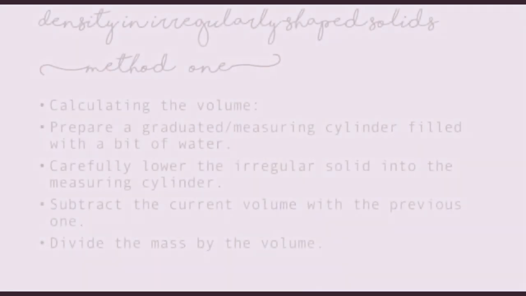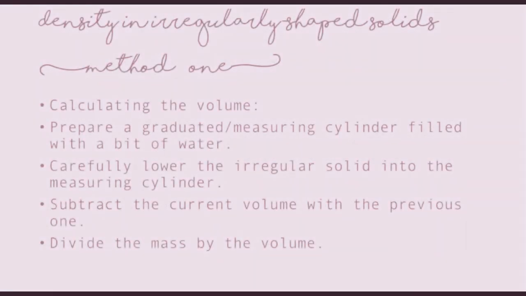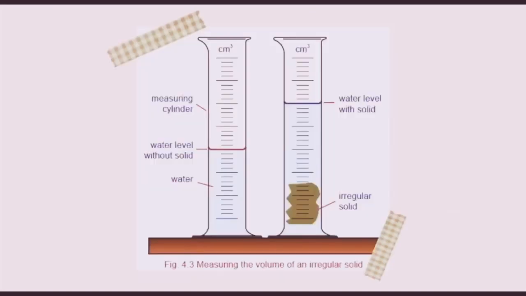And that is how we calculate the density for regularly shaped solids. For calculating density for irregularly shaped solids, there are two methods, and both of them rely on calculating the volume differently. In method 1, we will be using graduated cylinders. Here are the steps. And here is a picture of it.